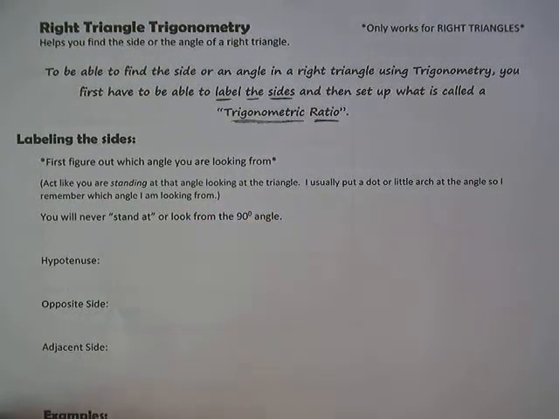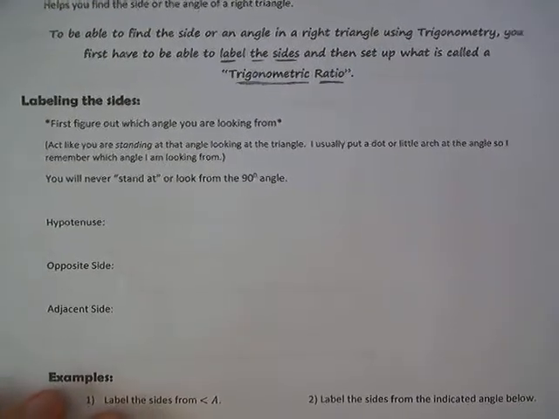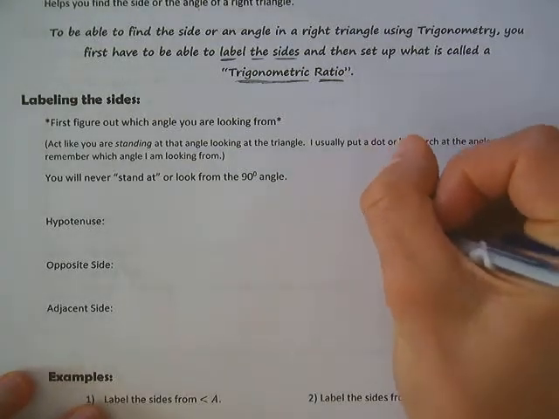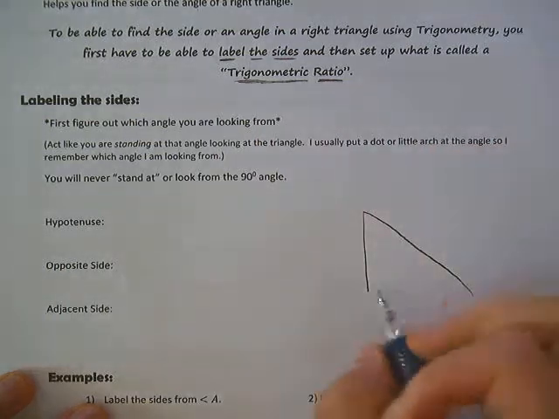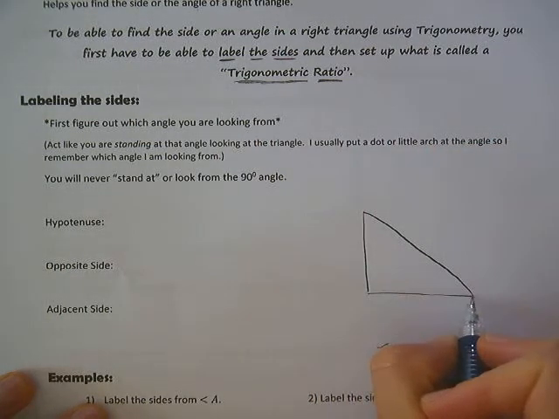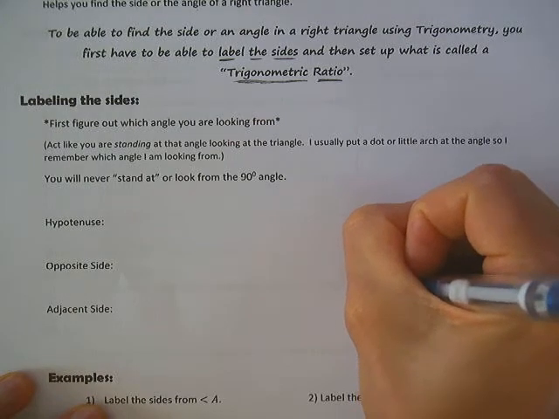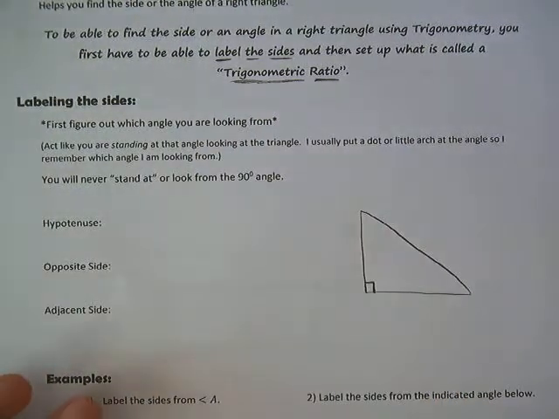We're going to start with how to label the sides of the right triangle. I'm going to draw a right triangle here, and then we're going to talk about the three different sides that you can have. This is supposed to be just a general right triangle, nothing real special about it other than the fact that it's a right triangle.